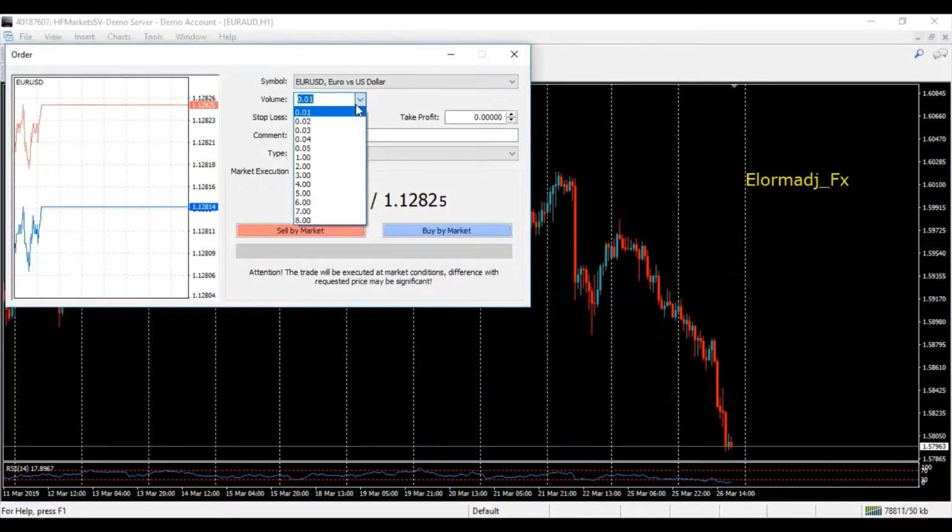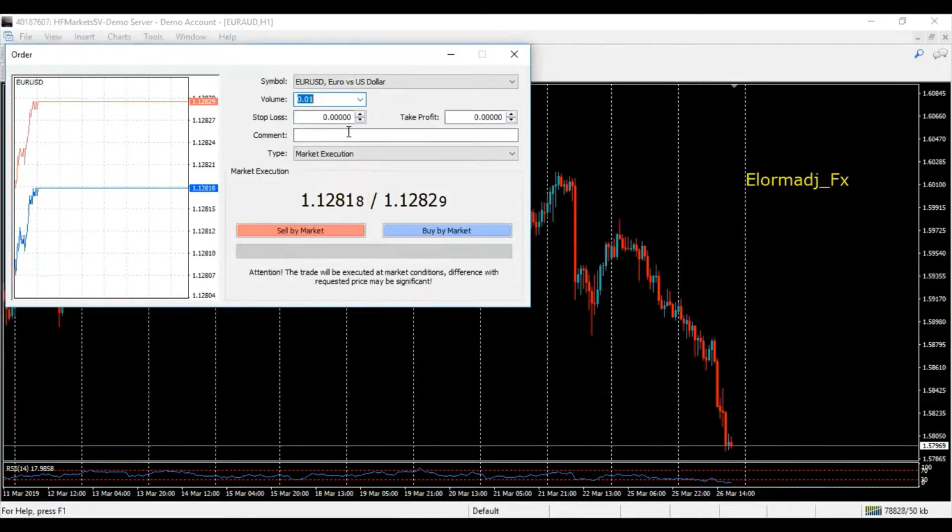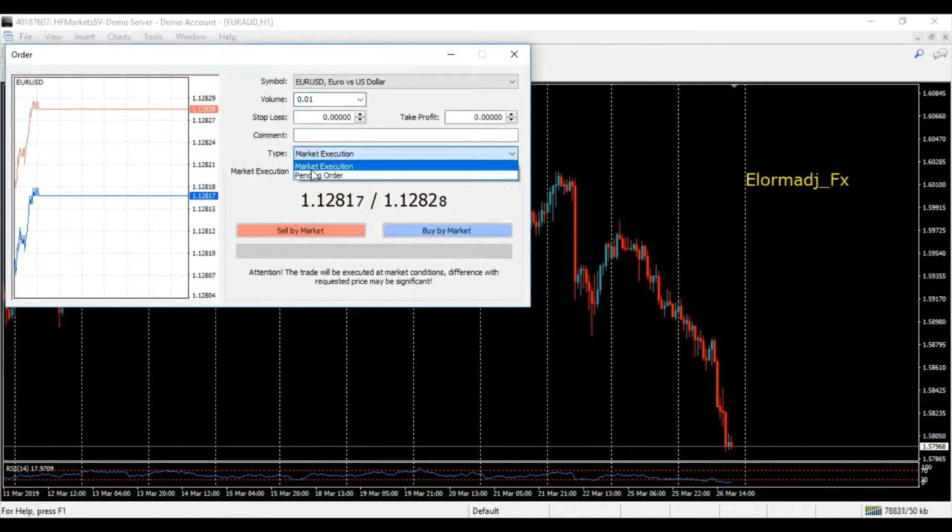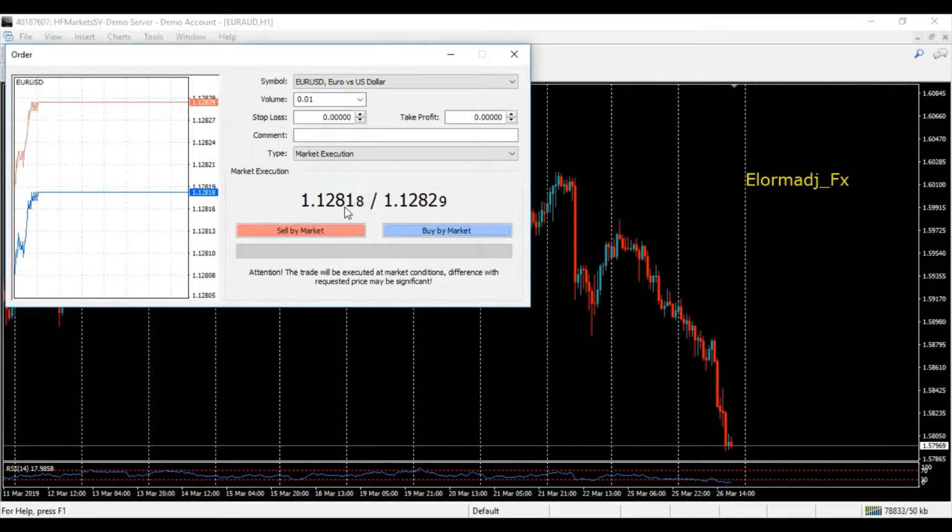It all depends on the account size you are using. If you are using a $100 account, I always advise people to use a moderate lot size, especially 0.01, and place a trade. Make sure one trade is in profit before you place another one. Don't place more than one trade, guys. I always advise people on that. Then we have the stop loss, the take profit, the type, market execution or pending order, then the sell and buy price, the bid and the ask, and sell by market and buy by market.